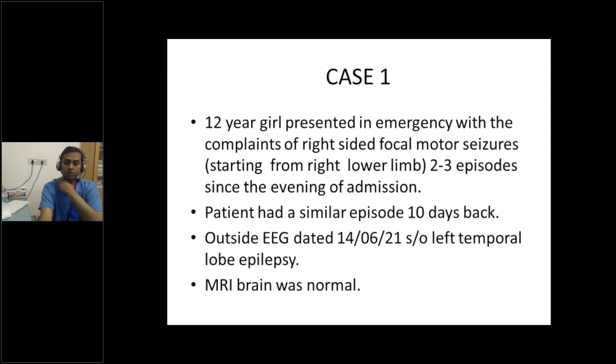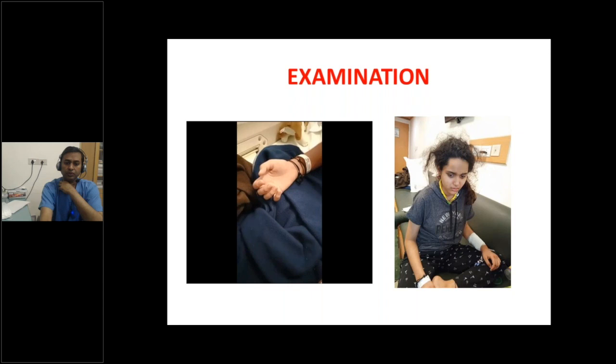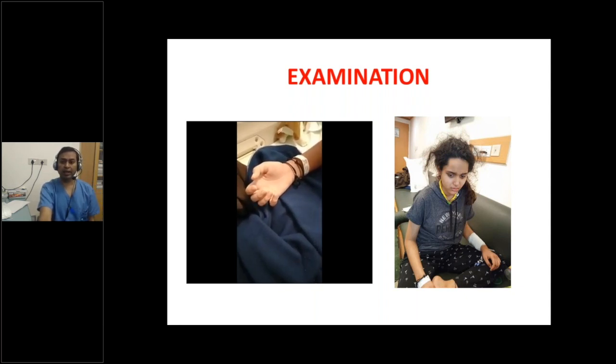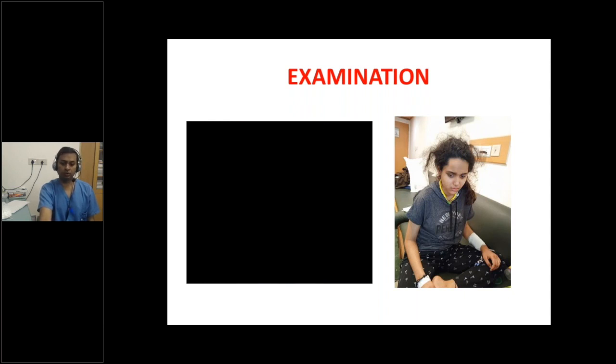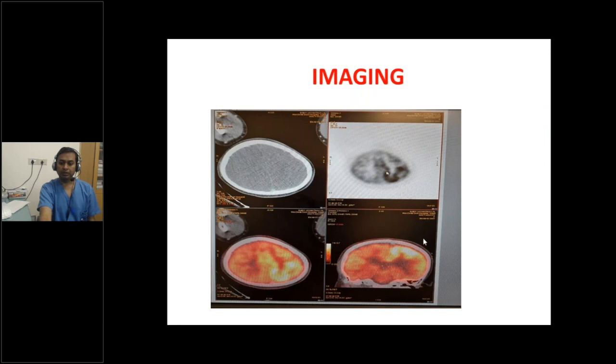The EEG showed some temporal epilepsy. In this examination, this movement is the seizure, plus you can see the face. There is less interaction. She looks blank and is unable to converse with family members or her surroundings. The EEG showed some discharges on the left side, and in the PET CT you can see the left side of the brain is showing hyperactivity, but CT and MRI are normal.